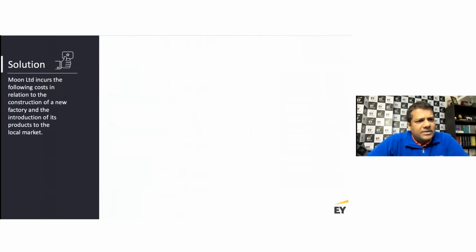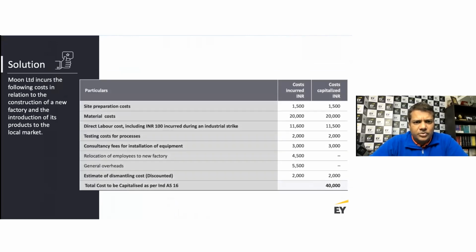Moon Limited incurs the following costs in relation to the construction of a new factory and the introduction of its product to the local market. So what all is eligible? Here we've taken out this 100. So 1500 yes, 20,000 yes. This 100 is taken out, which was an abnormal cost. Abnormal costs are not eligible for capitalization; they are a period cost. The 2000 yes, 2000 yes. This 4500, which is a relocation cost, is not eligible for capitalization. 5,500 is also not eligible. 2,000 yes. All of that put together is 40,000. Answer is 40,000.